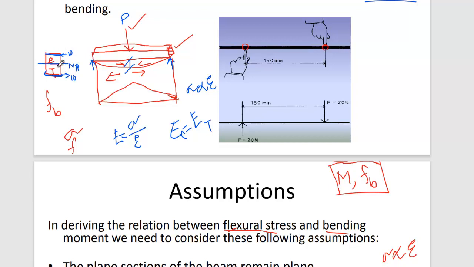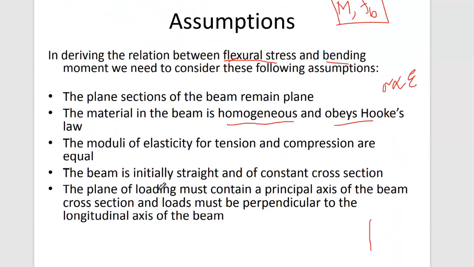So that's why, either way, if you calculate the tensional stress at the same distance from the neutral axis, you will get the same amount of value in just the opposite direction. Do you understand? Yes, sir. So that is the explanation of assumption 3: the moduli of elasticity for tension and compression are equal.